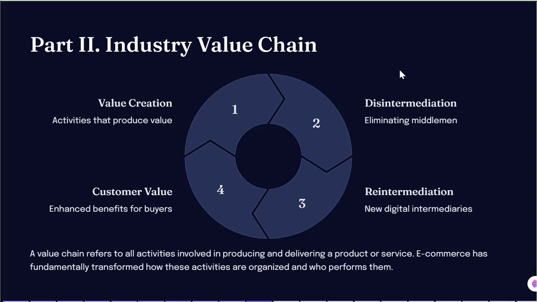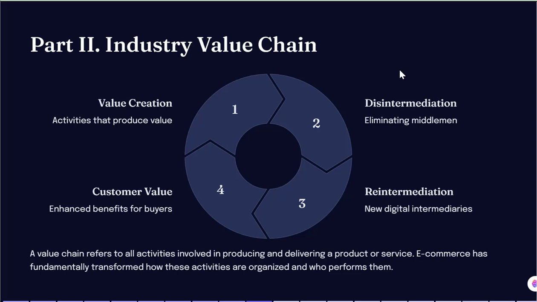So now we look at part 2: e-commerce changes the industry value chain. E-commerce changes the industry value chain through value creation, disintermediation, eliminating middlemen, and re-intermediation, where new digital intermediaries appear, and also customer value, enhancing the benefits for customers. A value chain refers to all activities involved in producing and delivering a product or service. E-commerce has fundamentally transformed how these activities are organized and who performs them.